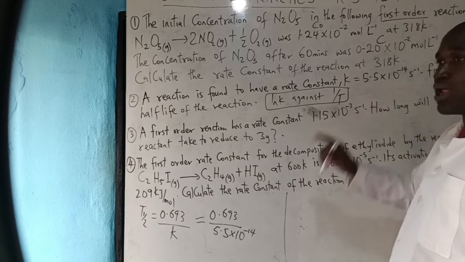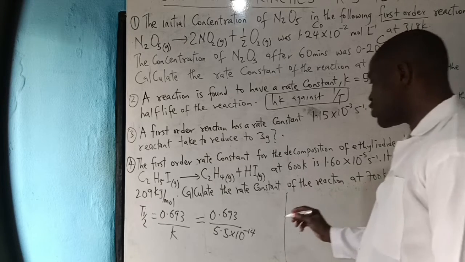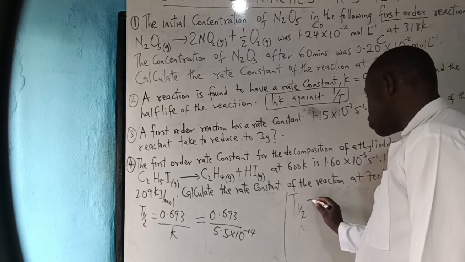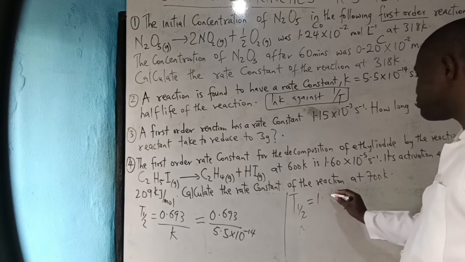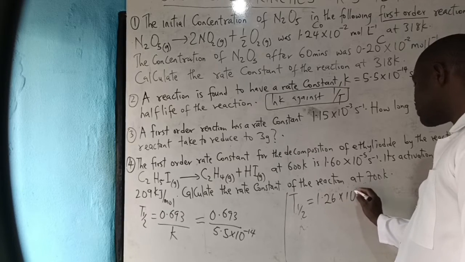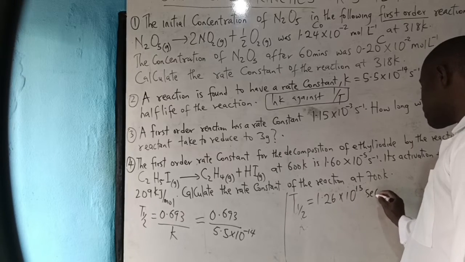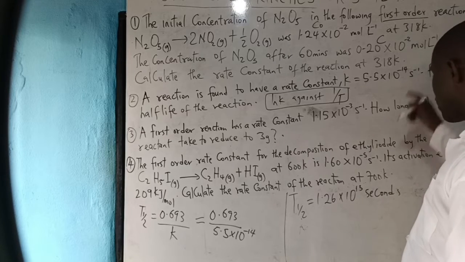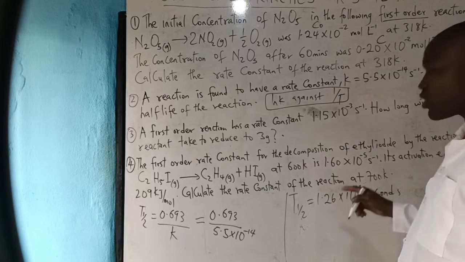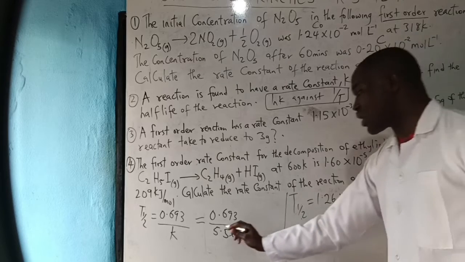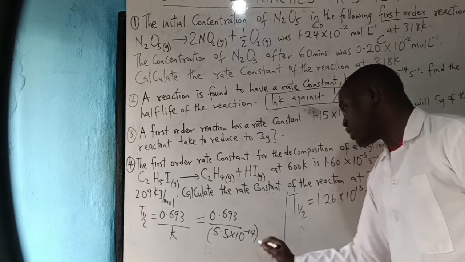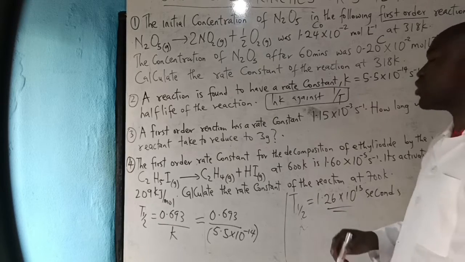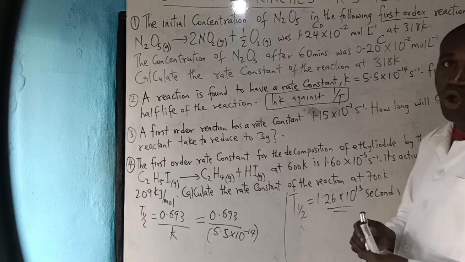Are you getting it? And when you do this, it will be giving you, therefore, the half-life should be equal to 1.26 times 10 raised to the power of 13 seconds. You get? Because here is per second, so the unit of this one should be in seconds. So just use your scientific calculator well, and you will verify this answer. As you verify it, use the comment box below to tell me yes or no.